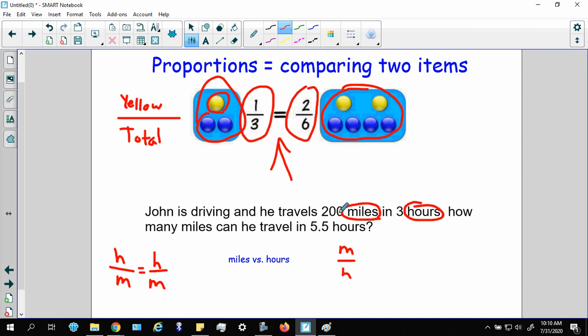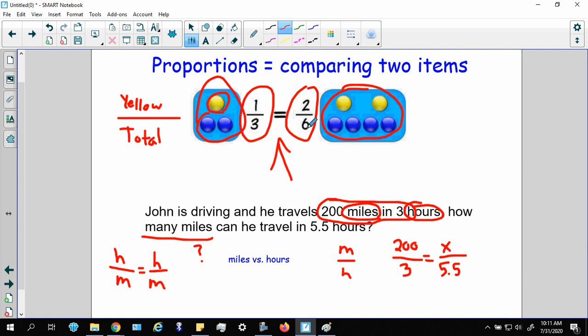Our first part is we have 200 miles in 3 hours. So I'm going to set it up as 200, again writing with my mouse, forgive me, over 3 hours is equal to, let's keep reading, how many miles? We don't know what that is, so that's a question mark, in 5.5 hours. So our next fraction is going to have the hours in the denominator and the unknown as our numerator.